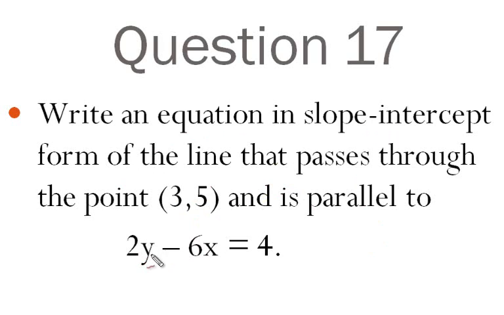We're trying to get y by itself. We're trying to get y equals mx plus b so we can see the slope, because we're looking for something that's parallel to this, so we need to know what the slope is. So what we're going to do is still get rid of this x term. Since it's minus 6x, what we do to get rid of it is we add 6x to both sides.